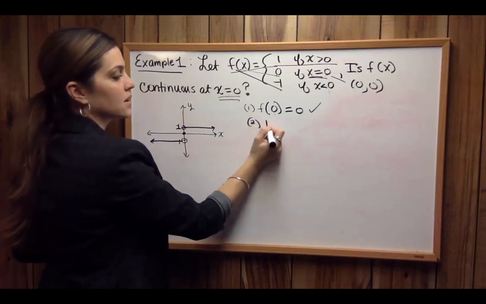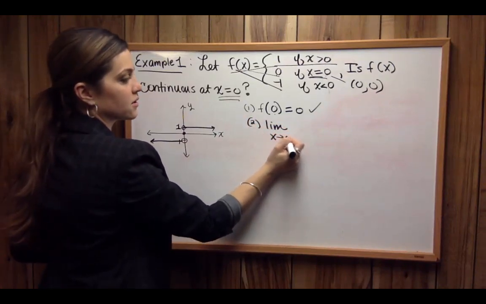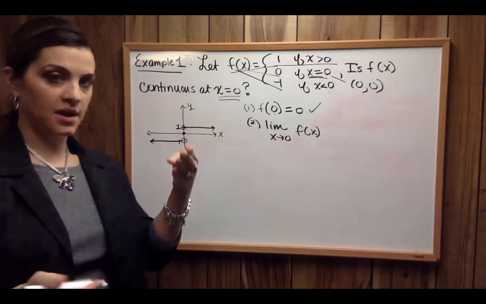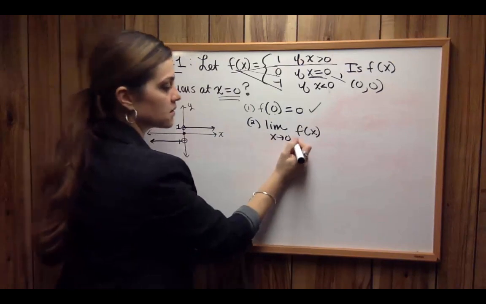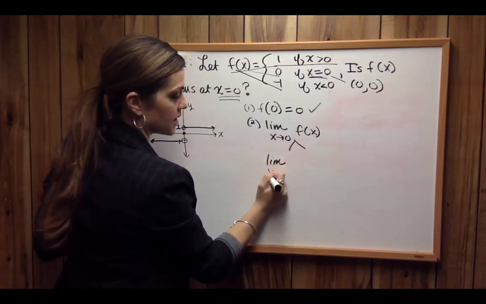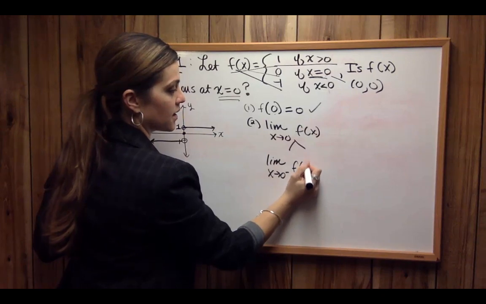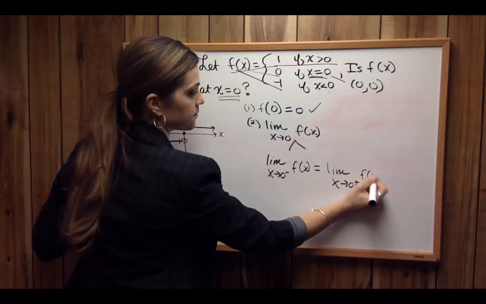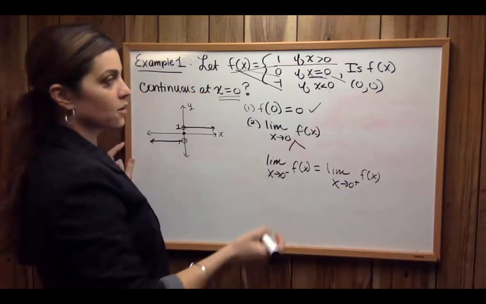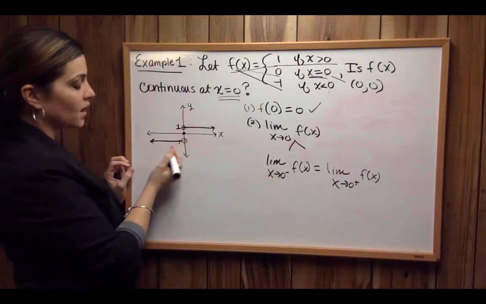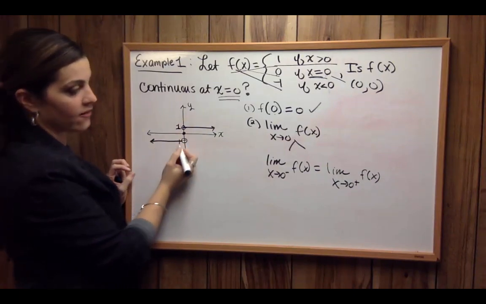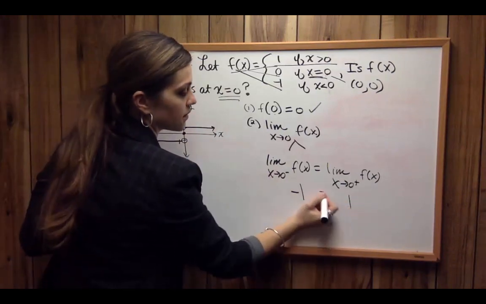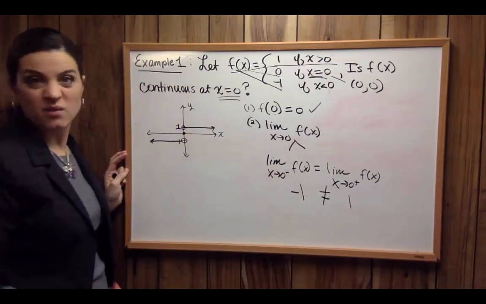Second law, does the limit as x approaches 0 of f of x exist? Now remember, in order for a limit to exist, the limit on the left has to equal the limit on the right. So the limit as x approaches 0 from the left has to equal the limit as x approaches 0 from the right. If you look at the graph, as you approach 0 from the left side, f of x is equal to negative 1. As you approach 0 from the right side, f of x is equal to 1. That's not true, right? Negative 1 doesn't equal 1.